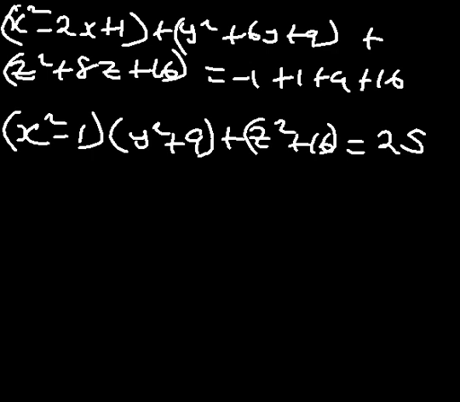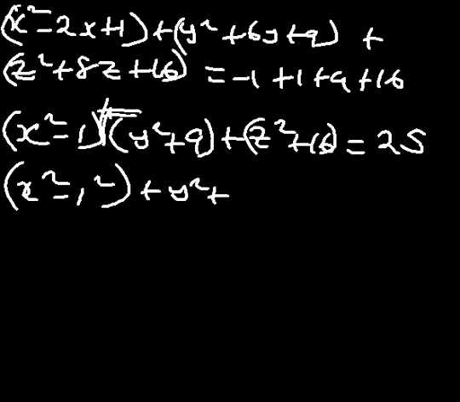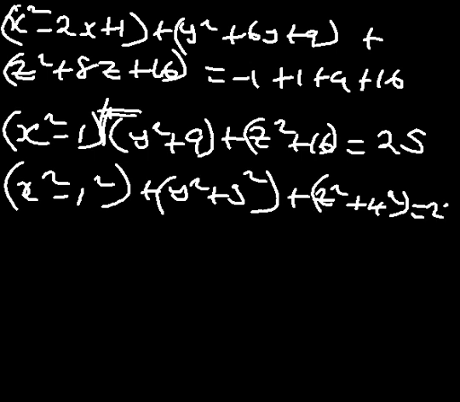Always it has to be a perfect square. So I have x squared minus 1 to the power 2. That one should be now plus. Here we should have it as plus. So plus y squared plus 3 to the power 2, and that one plus z squared plus 4 to the power 2, which is equal to 25.